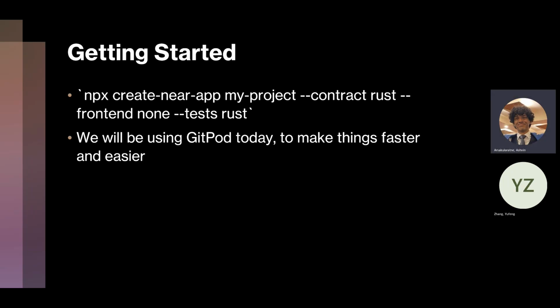Cool. So getting started, there's this tool called Create Near App. You don't need to do this now, but if you're making your own Near blockchain app, you could just do Create Near App and give it the project name. Say you want to use Rust for the contracts. Here it says front end none, but you can also do front end React, a framework for web dev. But today we're going to be using Gitpod to make things faster and easier. There's going to be a link you can go on and it'll essentially clone the project and give it to you. But we'll be doing that later.